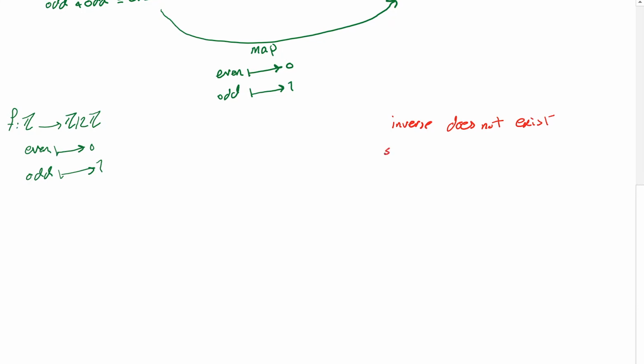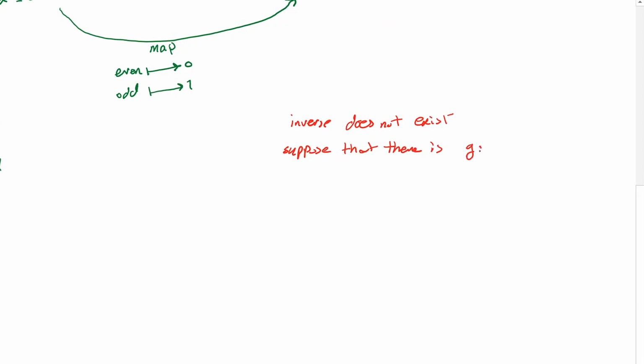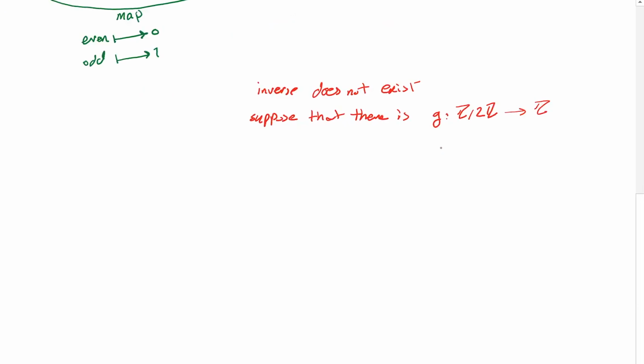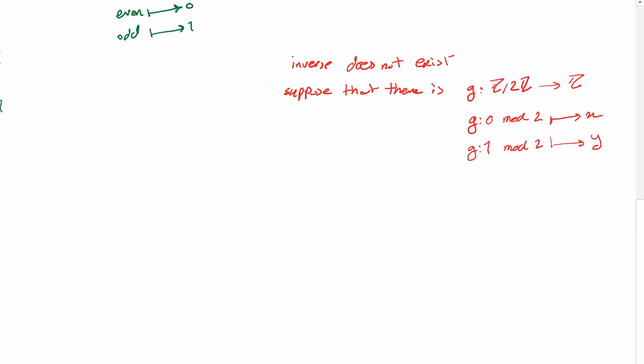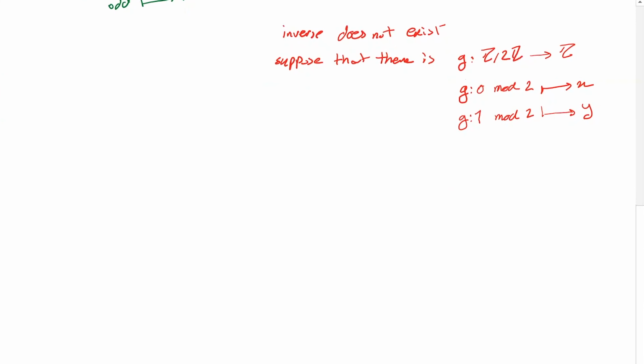To show that, we suppose that there is such a function G that can map from Z2 to Z. Suppose we have this function. This means that G on input 0 mod 2 should map it to some X, a value in this set Z. And again, G on 1 mod 2 should map it to some integer Y. And let's just see why it cannot exist.